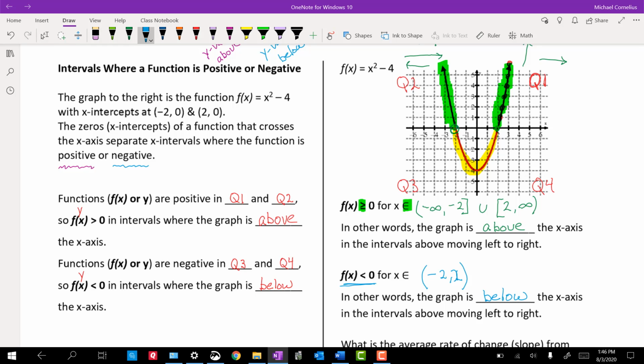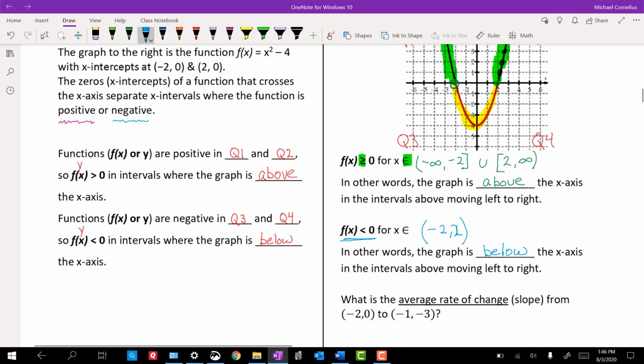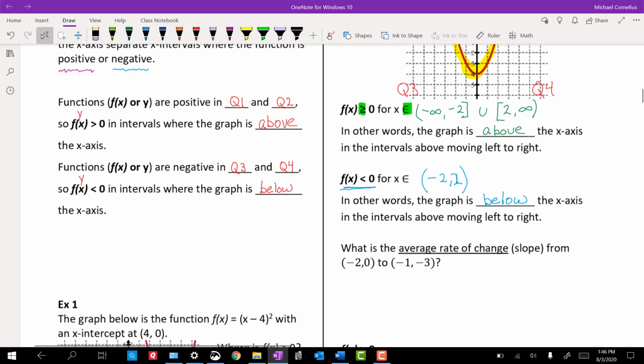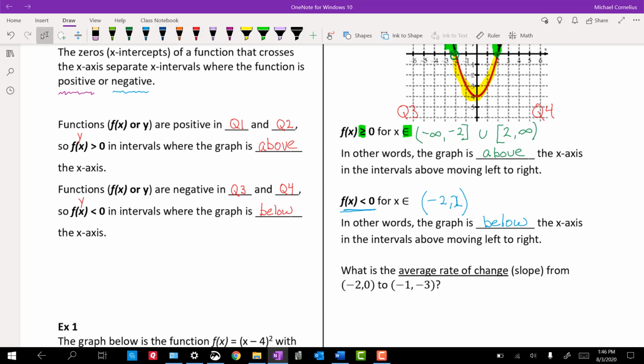Hopefully that's making sense. We'll see some more here. So if it's not quite there yet, we'll go back and look at some more. All right. This is one of those questions that tends to pop up in other math classes. What is the average rate of change from -2,0 to -1,-3? Okay. So whenever you hear the word average rate of change, it just means slope. What's the slope from -2,0 to -1,-3?